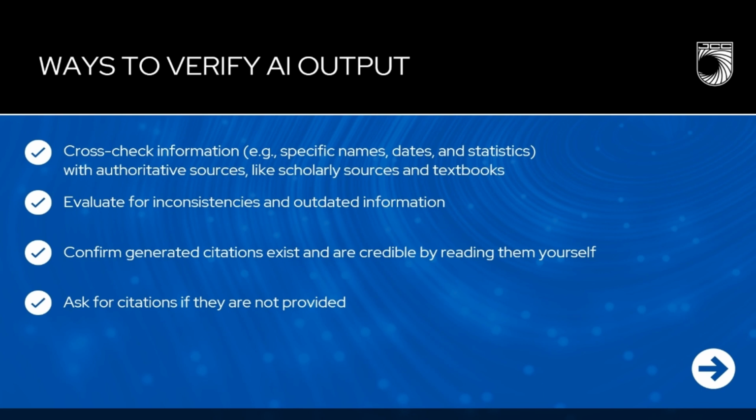If it includes citations such as links or references from other sources, confirm that they exist and are credible. Often, AI will generate titles and authors for sources that do not exist, or they will inaccurately represent existing sources. Make sure you read sources yourself to understand their meaning, instead of relying on the AI's summary. If no citations are provided, ask for them. When they are provided, follow the same steps to verify.